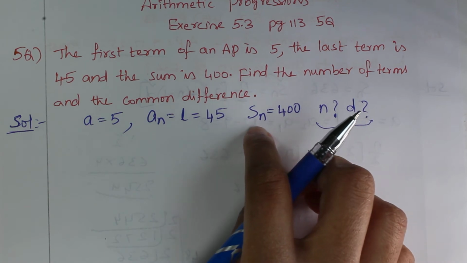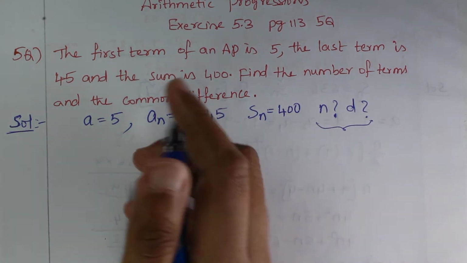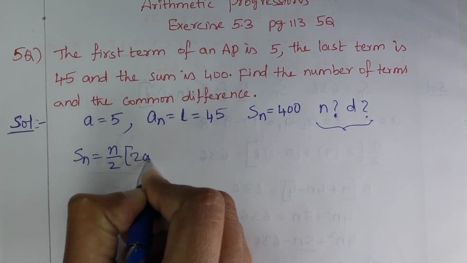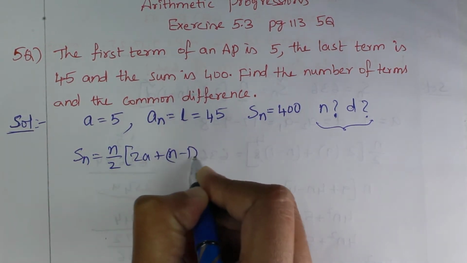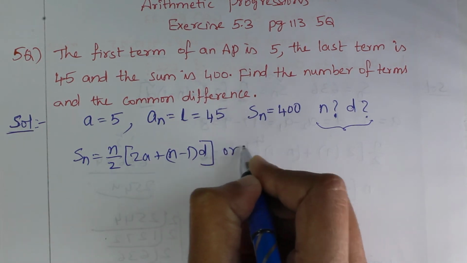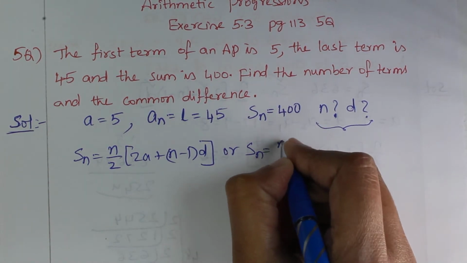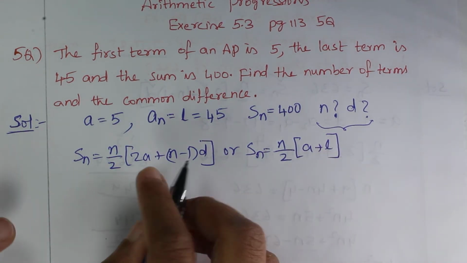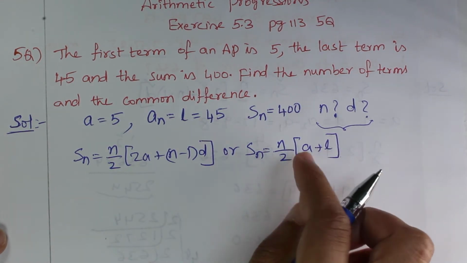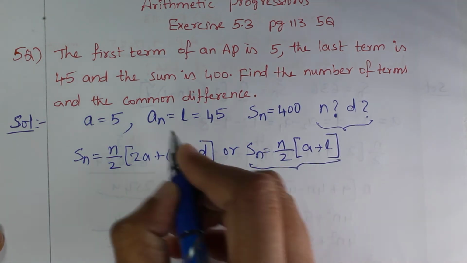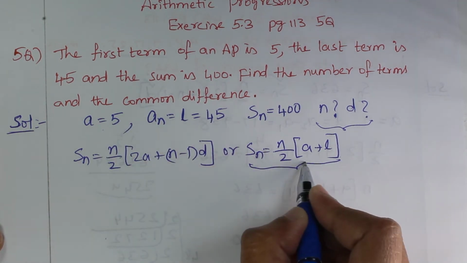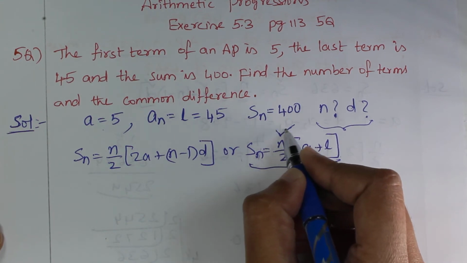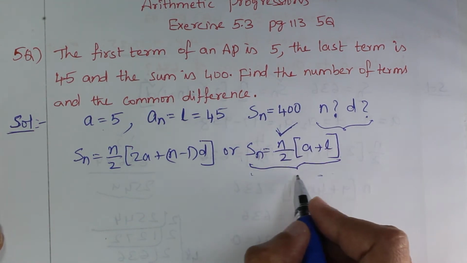Now there are two formulae for calculating the sum of the first n terms, right? Sn is equal to n by 2 into 2a plus n minus 1 into d. This is one formula. Or Sn is equal to n by 2 into a plus l. This is another formula. For solving this problem I am going to use this equation, because the first term and the last term are given, and we know Sn, right? So we can calculate the value of n easily by using this equation.